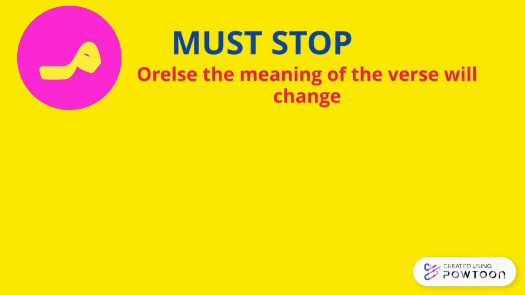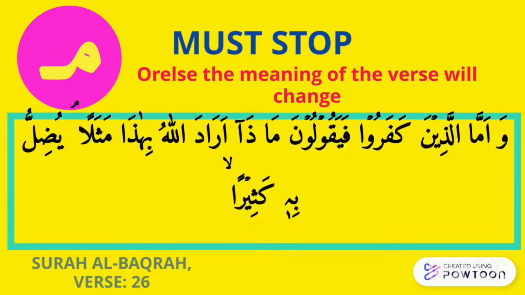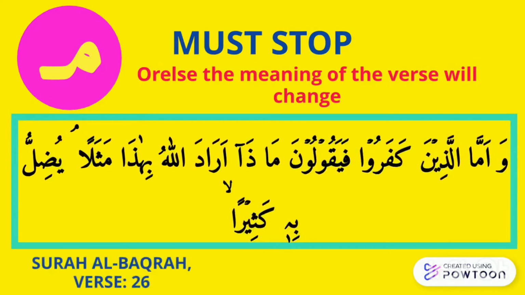The tiny meem you see in the Quran means you must stop, or else the meaning of the verse will change. For example, Surah Baqarah verse number 26. After the word mathala, you see the tiny meem I'm talking about. So there, you have to take a short break and then continue.